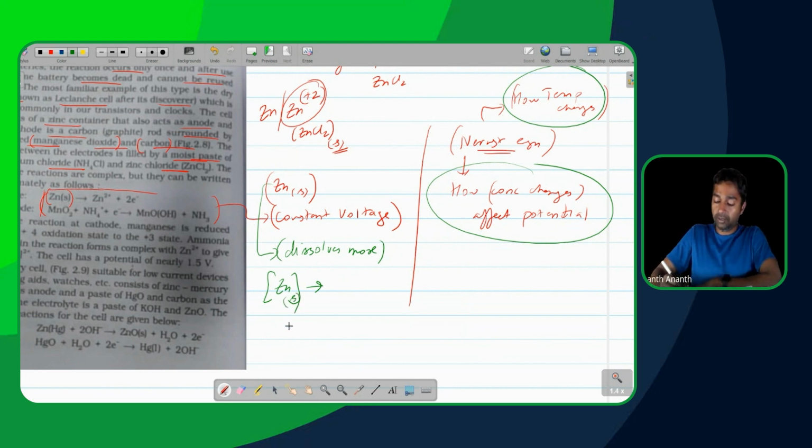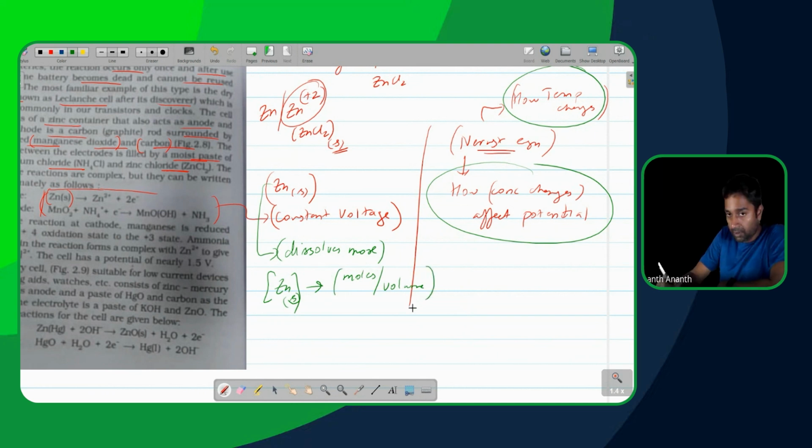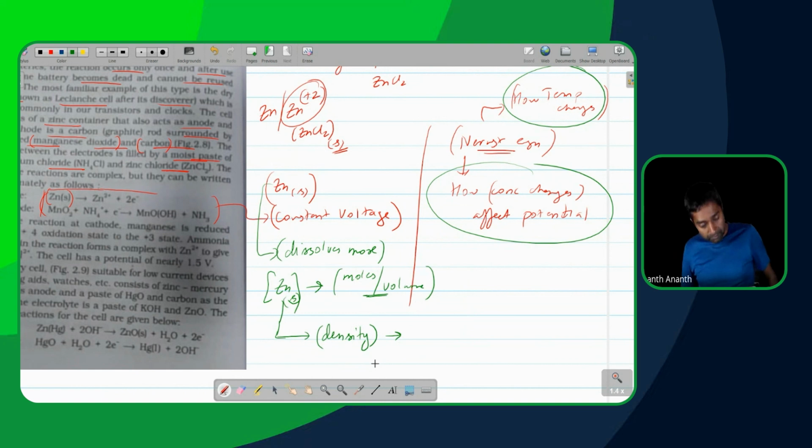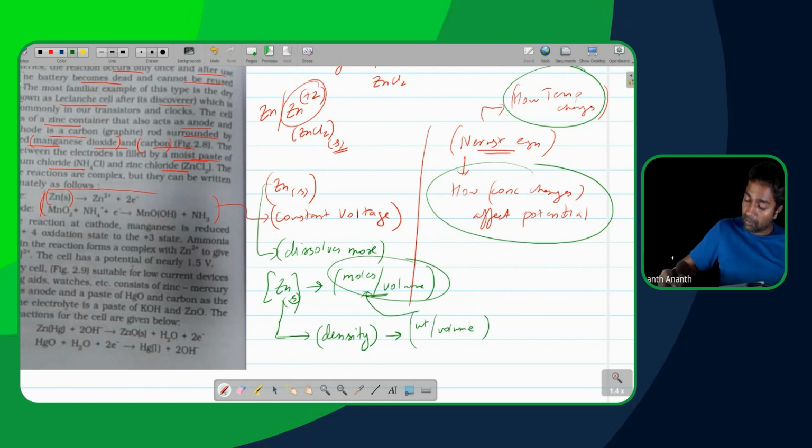In this case, it's zinc solid, correct? Calculate the concentration of zinc solid, please. How do you calculate it? What is concentration defined as? Moles per volume. Do I know any mathematical function for a solid which is similar to this? What function do you know for a solid, similar to moles per volume? Can you define density, beta? Mass by volume, right? So if I can convert the weight into moles, then I'm done.